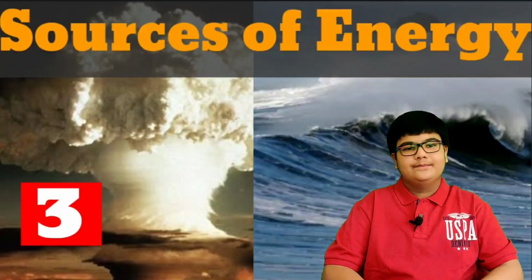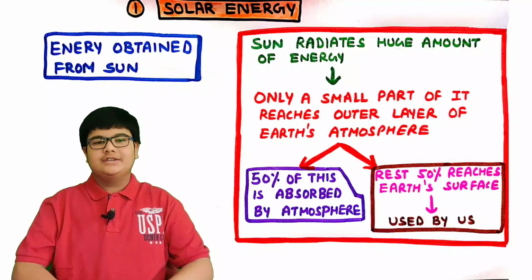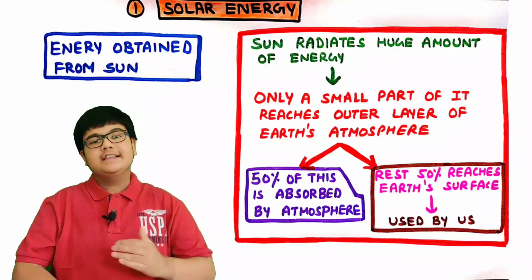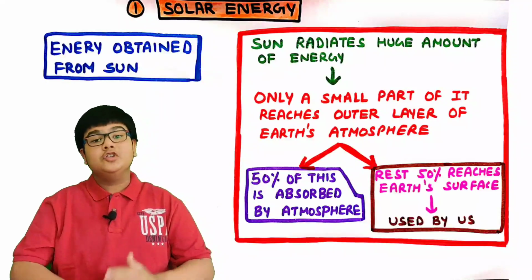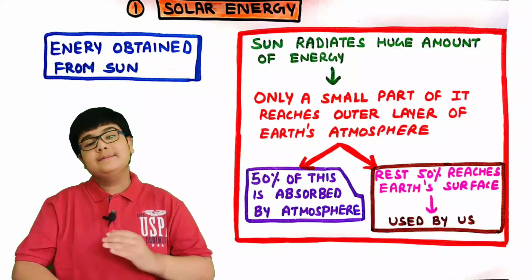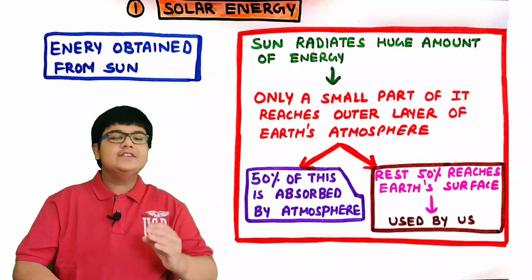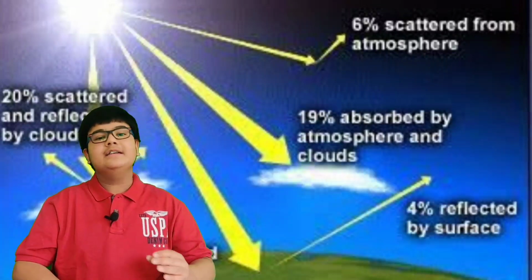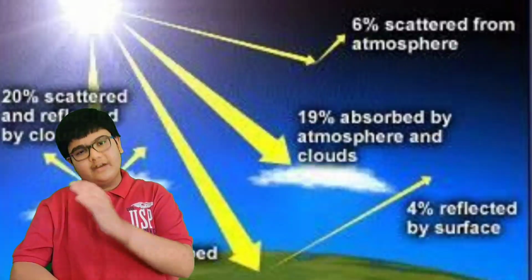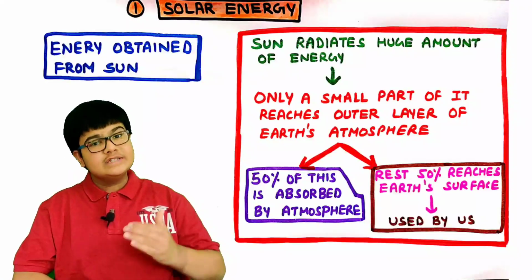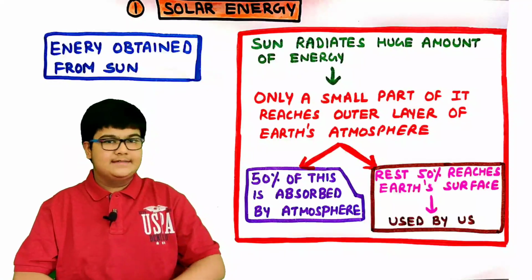So let's begin. First, solar energy. Solar energy is the energy obtained from the sun. The sun radiates a huge amount of energy and only a small part of it reaches the outer layer of the Earth's atmosphere. 50% of this energy is absorbed by the Earth's atmosphere and the rest 50% reaches the Earth's surface. And it is used by us in various ways.